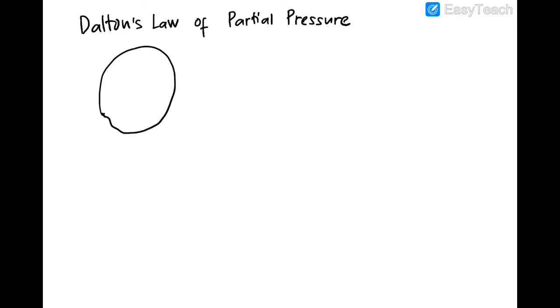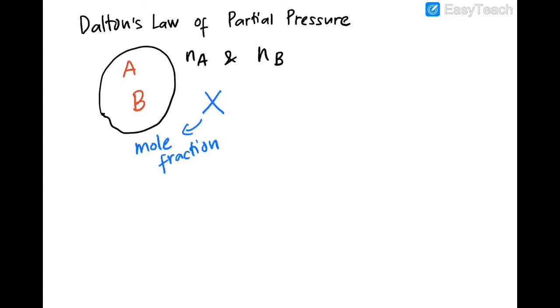A different law that we will also discuss is Dalton's law of partial pressure. In the case where we have a container with two different gases, say gas A and gas B, and the gases do not react with each other, we can calculate the mole of A and also the mole of B. We can calculate another parameter that is called the mole fraction, symbolized as X.